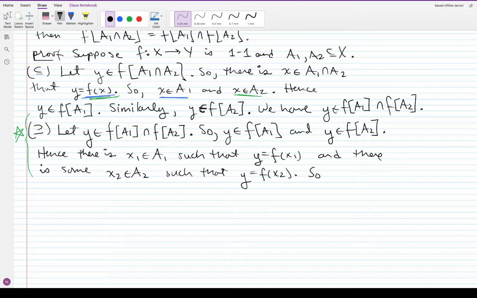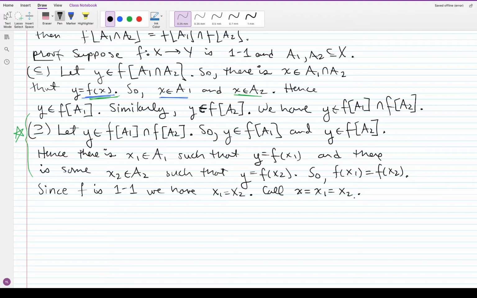Okay, so what do I have right now? y is this and y is that, so they must be equal to each other. And since now f is one-to-one, we have what we want, that x1 is equal to x2. So since f is one-to-one, we have x1 equals x2. And since I know that they're the same number, I'm just going to rename. This is not necessary, but it just makes the punchline a little bit cleaner looking. So I'm going to call x1 and x2 just x.